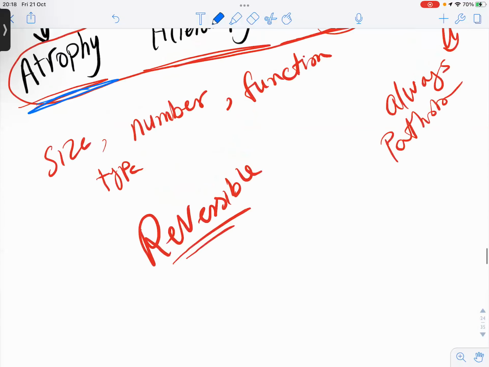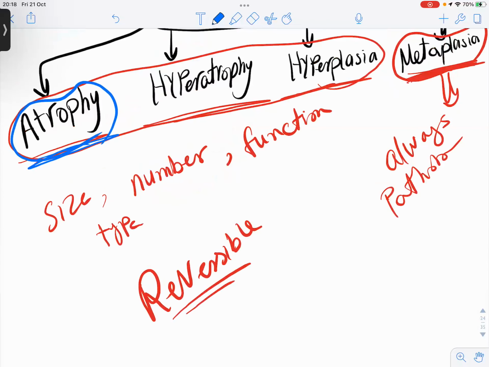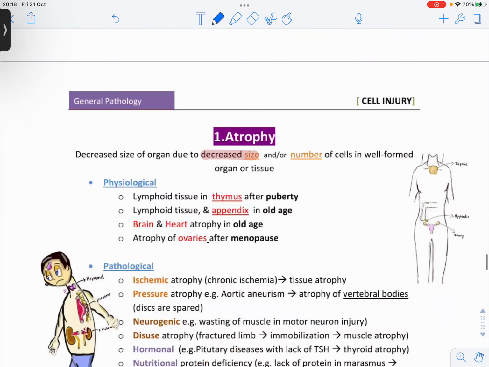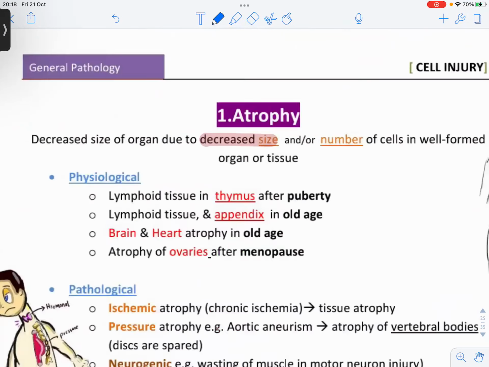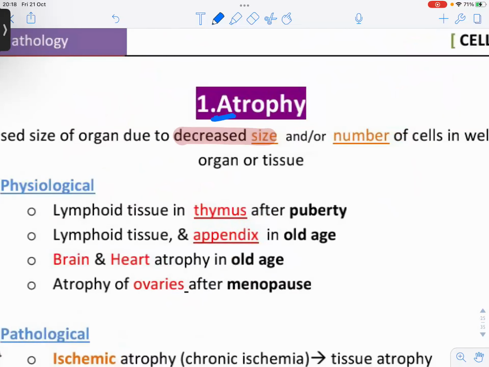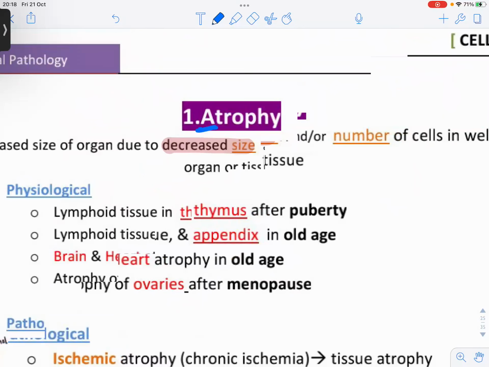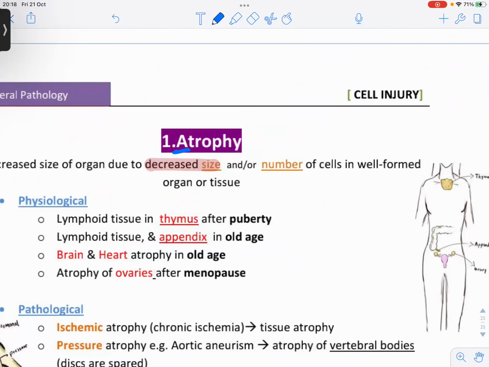Okay, so now we're going to talk about atrophy first, then hypertrophy, then hyperplasia, then metaplasia. So let's start with atrophy. Atrophy, the letter A means decrease. So atrophy is decrease, but decrease in what? In size of the cell or in the number of the cell?